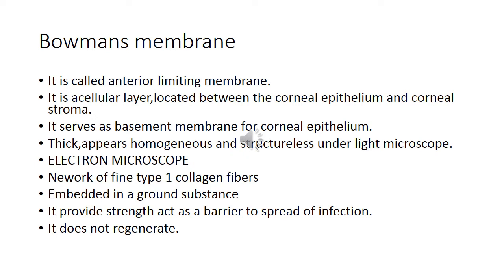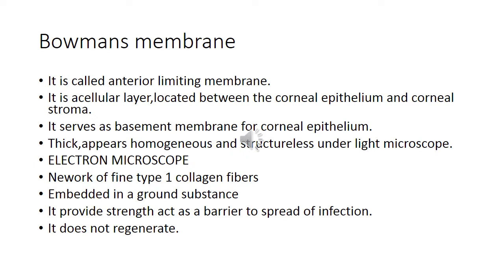Now the Bowman's membrane is also called the anterior limiting membrane. It is acellular and located between the corneal epithelium and the corneal stroma. It serves as a basement membrane for the corneal epithelium, forming the basement membrane of the columnar cells of the stratified squamous layer of the corneal epithelium.